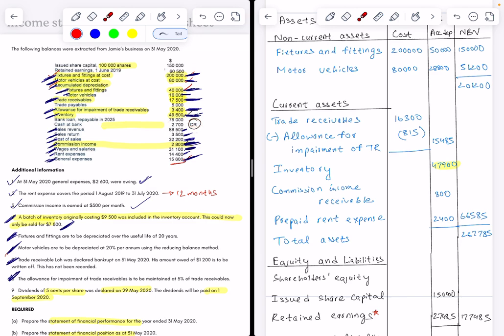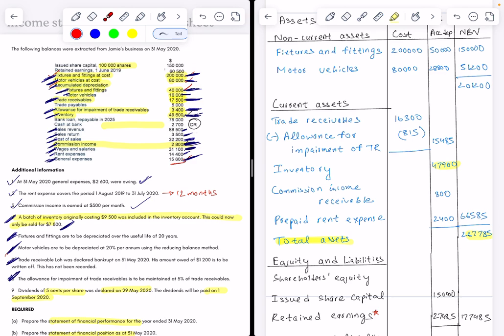All right, so now we can find the total assets, which is the non-current assets of $201,200 added with the current asset of $66,585. That gives us total assets of $267,785. So this is what we look forward to achieve at the end of the statement of financial position.